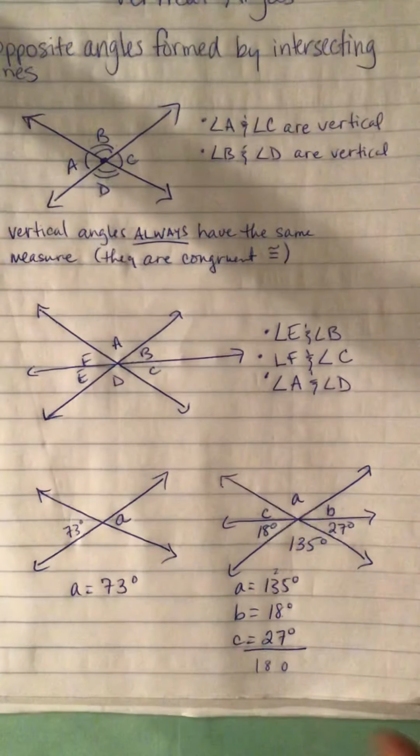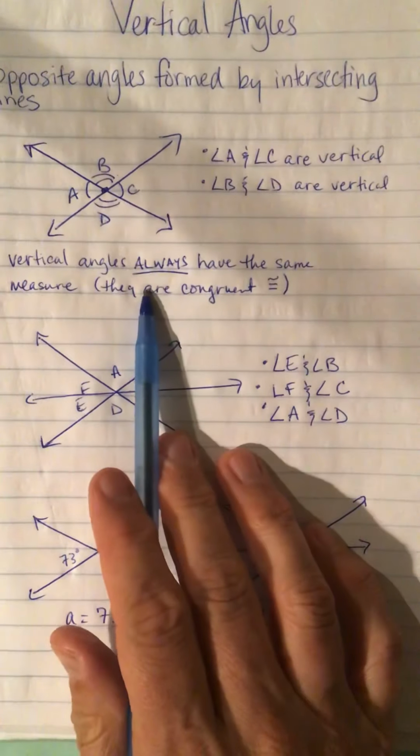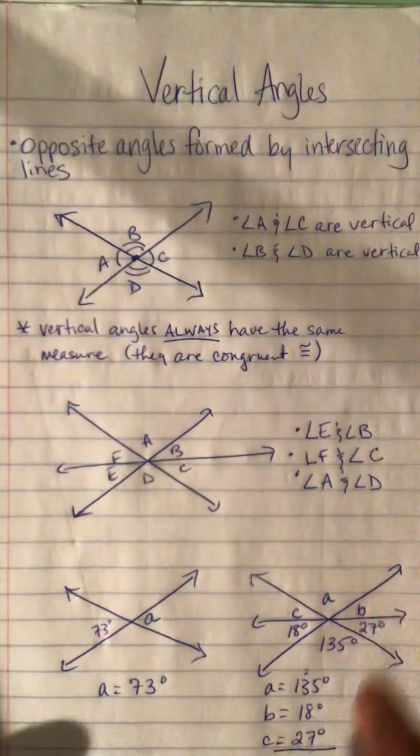So there's your information on vertical angles. Remember, vertical angles will always have the same measure. They are congruent. And also vertical angles are formed by the intersecting lines.